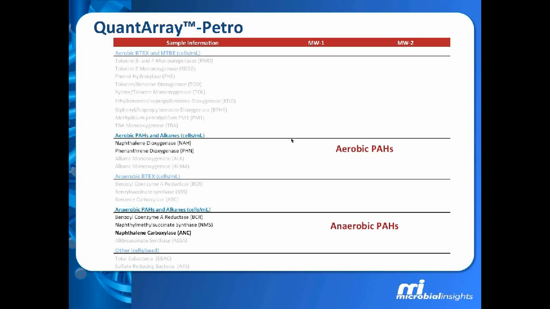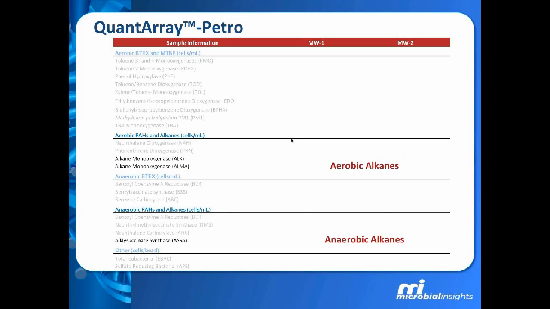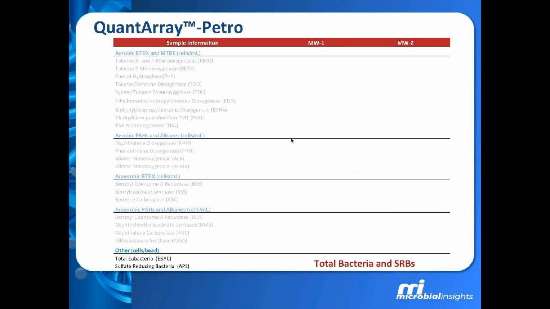The Petroleum QuantArray also encompasses genes for aerobic and anaerobic biodegradation of PAHs, as well as aerobic and anaerobic biodegradation of alkanes. And finally, we can look at the response of total bacteria and sulfate-reducing bacteria. These groups are very helpful, especially when we're going to be adding some type of electron acceptor, so we can see how the electron acceptor is impacting a specific group that we're interested in or that total bacterial population.